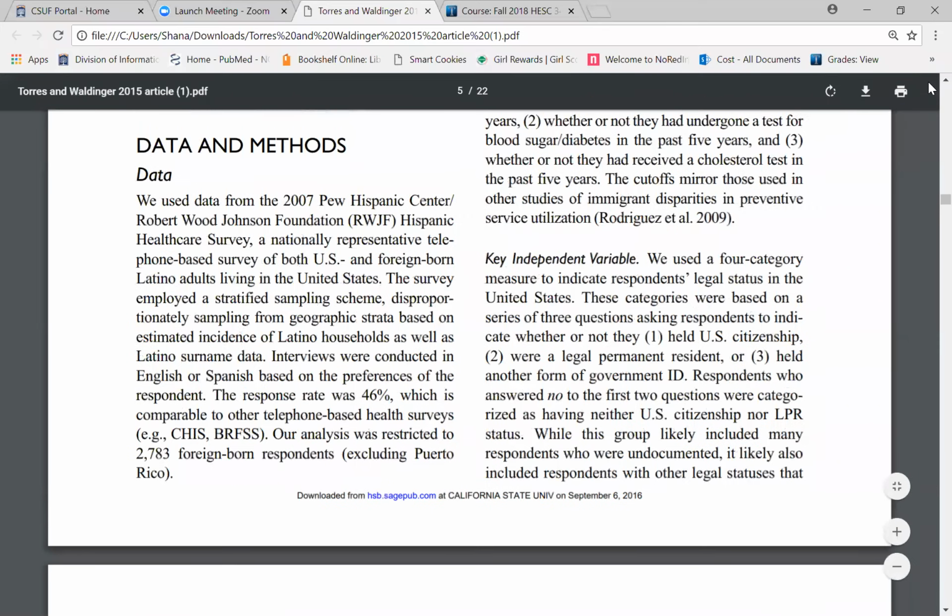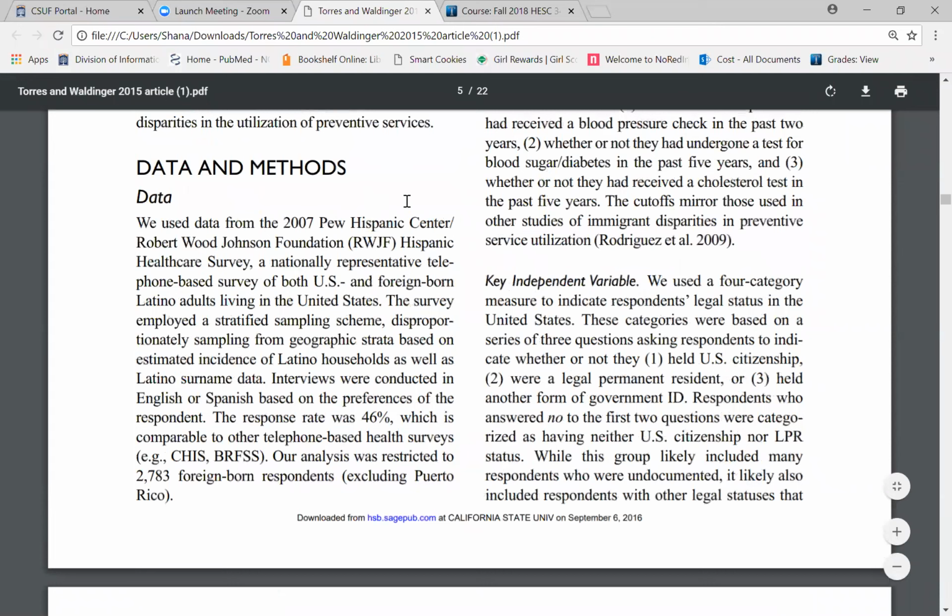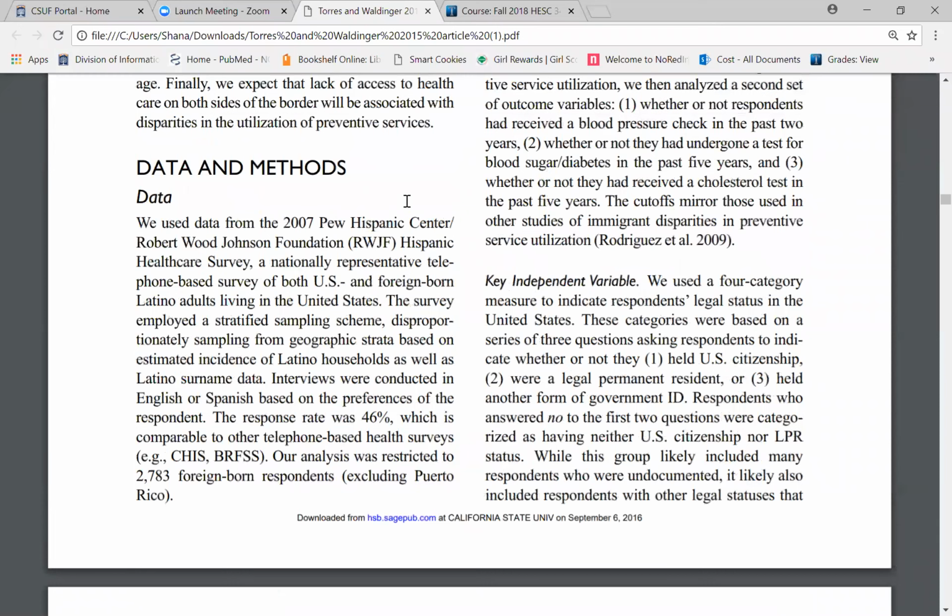Here we see in the next section, the data and methods is what they call it. And sometimes we just call it methods and it includes data. But in this section, the most important thing to talk about is what data set are you actually using? And it talks about a stratified sampling scheme.